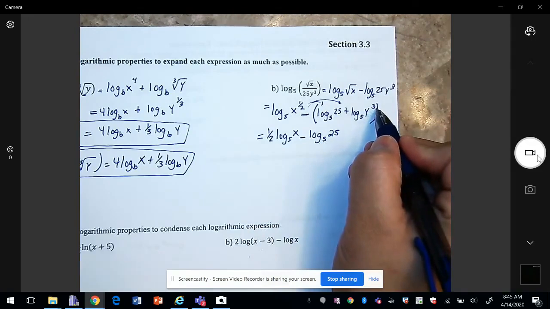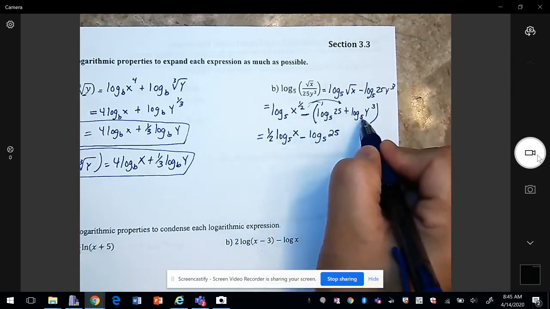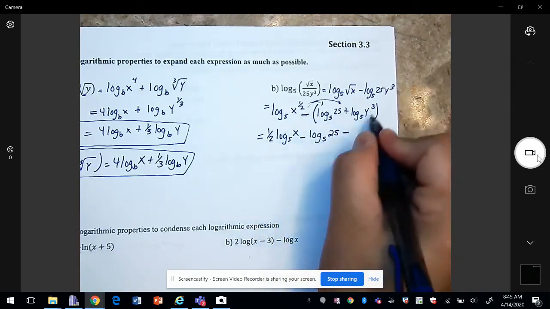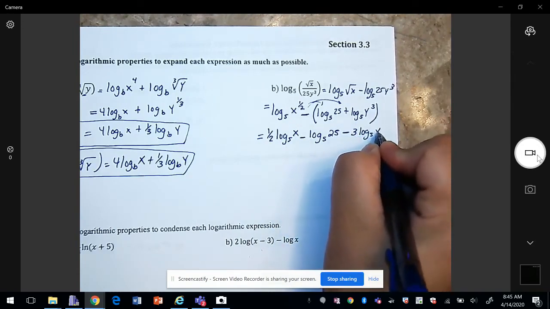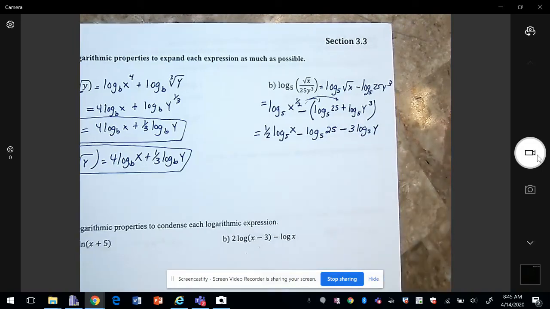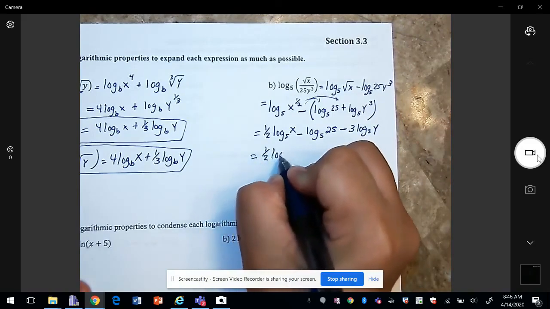And I'm going to apply the power rule for the y cubed. So negative times log base 5 of y cubed would be negative, bring the 3 to the front using the power rule. And we want to check if we can simplify anything in here.